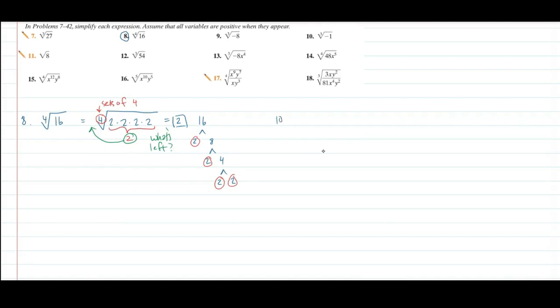So let's try number 10 here. Number 10 says the third root of -1. We don't really need to make a factor tree for this if you think about it. So what number times itself 3 times gives you -1? Think about that. So the answer to this is -1. If you think about it in your mind, -1 times -1 times -1 gives you -1. And you see you did that 3 times. And so that means that the answer to this question is -1.